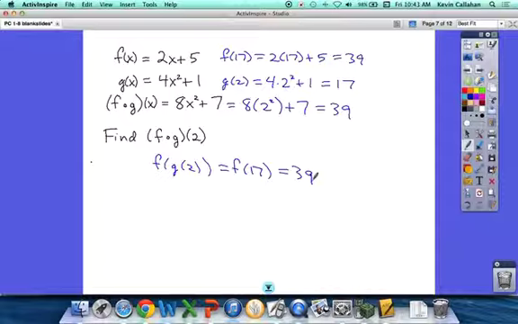Right, so notice that 2 was in the domain of g. And when we put it in the domain of g, we got something which was in the range of g, 17. And then we plugged it in to the domain of f. Right? So the inner function's range becomes the domain of the outer function.